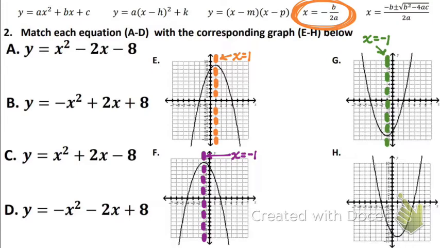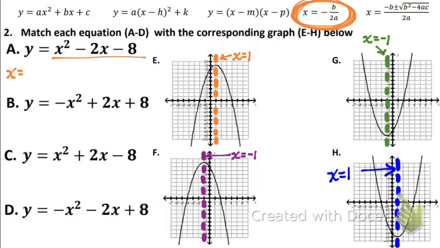Where's the axis of symmetry on H? 1. So I've got the same issue here. 2 of my graphs have an axis of symmetry at 1. 2 of my graphs have an axis of symmetry at -1. So what I'm going to use when I come over here to the equation part is my formula for the axis of symmetry. I'll at least be able to get it narrowed down with that.